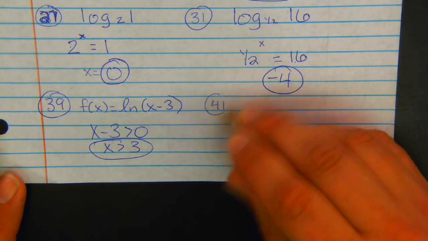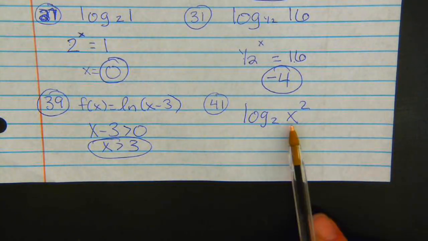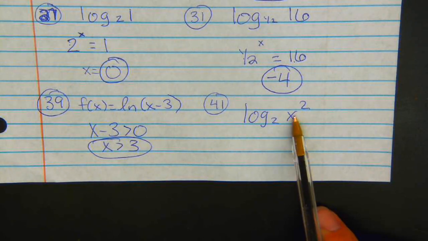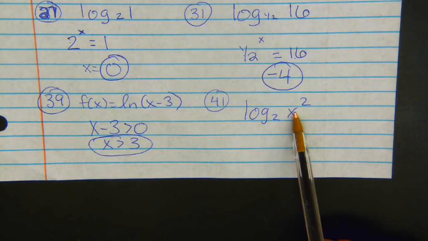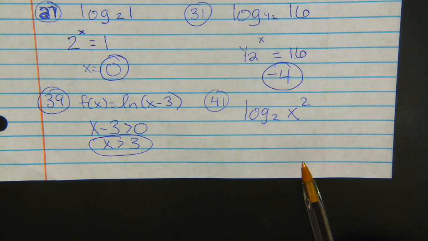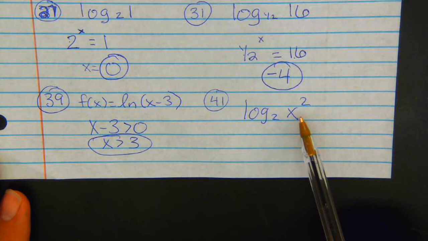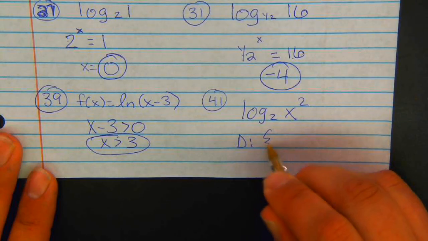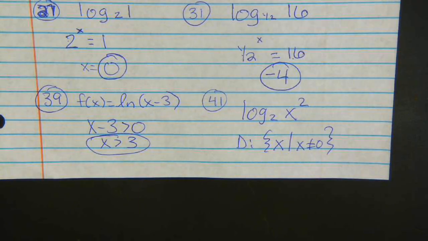So how about 41? Log base 2 of x squared. If you put a positive in for x, will this be positive? It's a simple question, right? Yes. If you put a negative in for x, will it be positive? Yes. So all numbers work for x here? Except for 0, because 0 squared will not be positive. And remember, it's got to be bigger than 0. So the domain here would be everything except 0. Okay, so it can't be 0, but the squared made anything else work. So that one you just kind of think about.